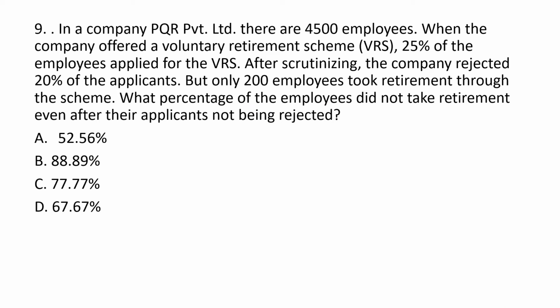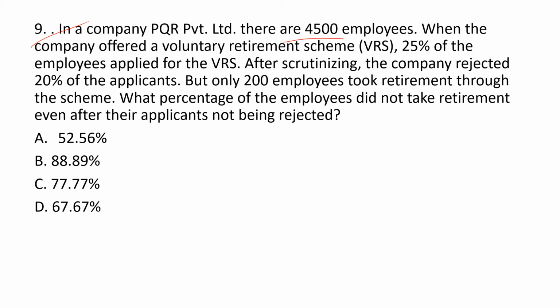Okay, moving on to our ninth question. Guys, a very lengthy question is given. Don't get intimidated by looking at this lengthy question, and let's break the myth that lengthy questions are complicated. Simple. In a company PQR, there are a total of 4,500 employees. The company had offered a voluntary retirement scheme, but only 25% of the employees had applied for the VRS.